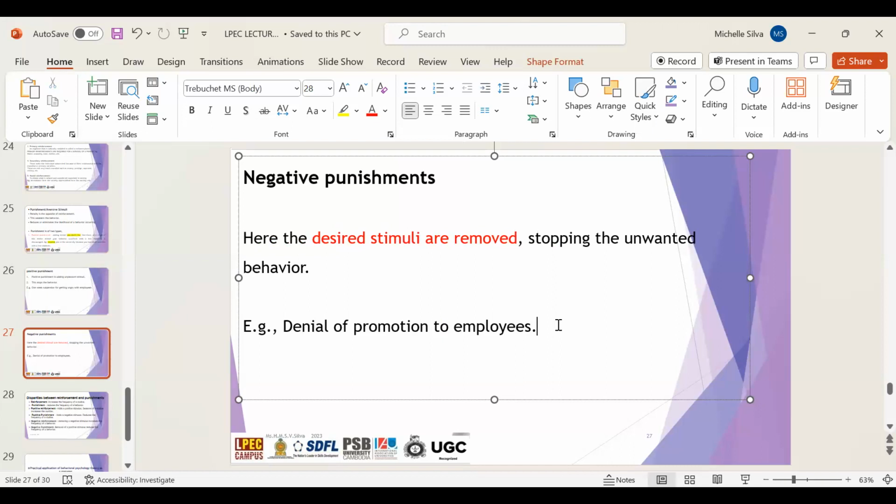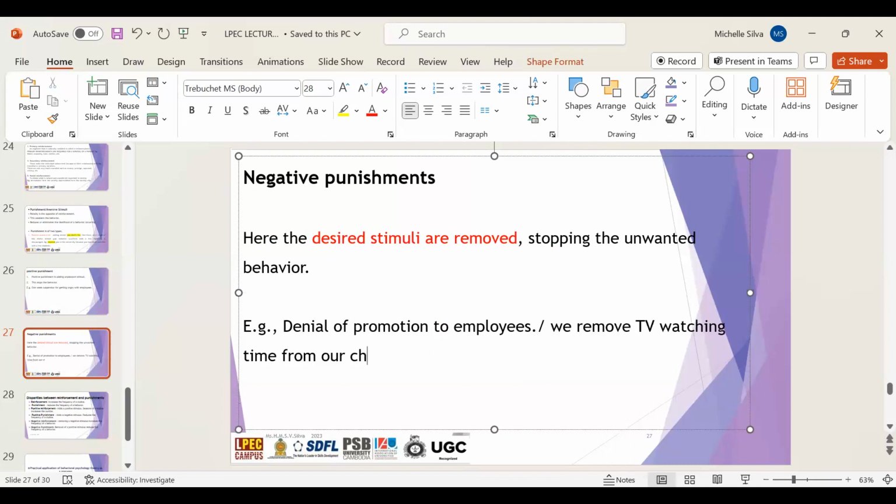So simply, the other person removes the desired stimuli from you to stop your unwanted behavior. A simple example is when we remove TV watching time from our children because they didn't do homework on time.